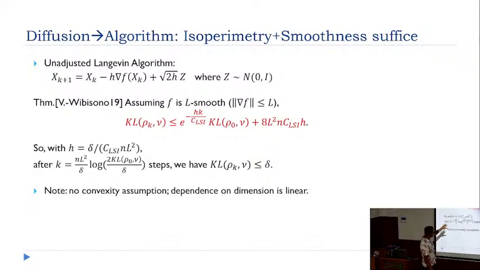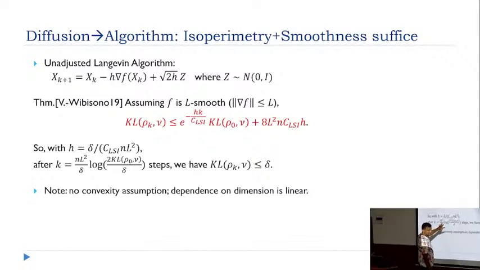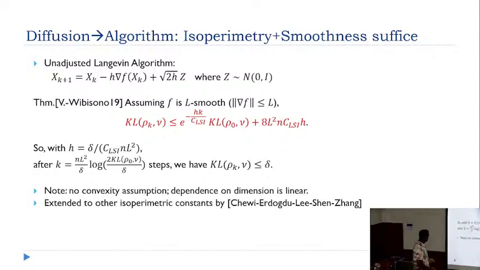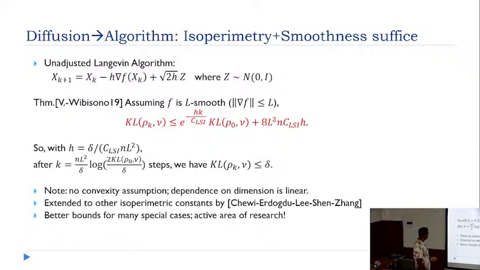You might notice in this proof here, we actually don't even need convexity. There's no convexity needed. All you need is that the function has an LSI constant, whatever it is, and is L smooth. So you could take a Gaussian and then make all these little bumps in it. It's fine. Yeah, it's been extended to other isoperimetric constants, things that are smaller than LSI. And there are better bounds for many special cases with more specialized algorithms.